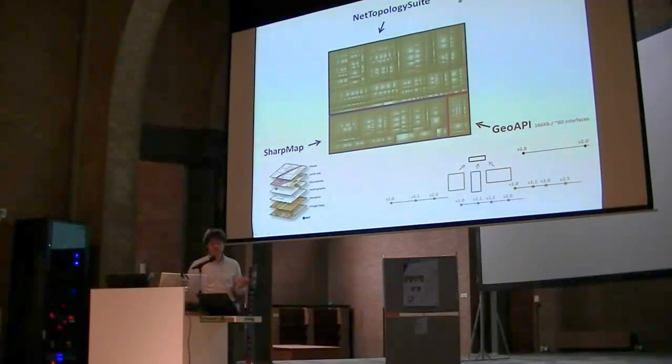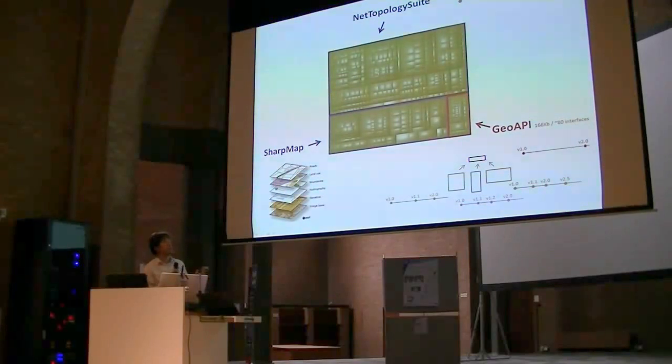So, about SharpMap. SharpMap is an open source library released under LGPL. But if you use SharpMap, you actually have to use a few other libraries, and one of them is GeoAPI and NetTopologySuite. This diagram shows the amount of source code in each library.